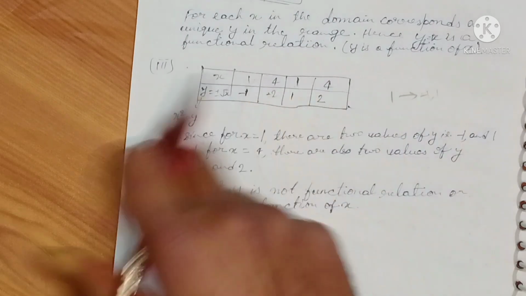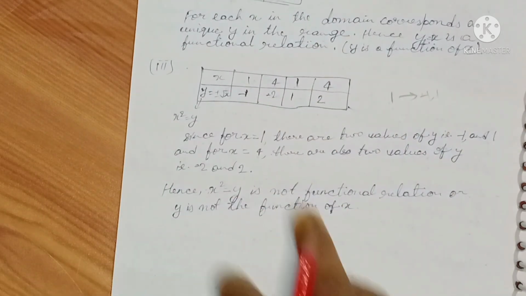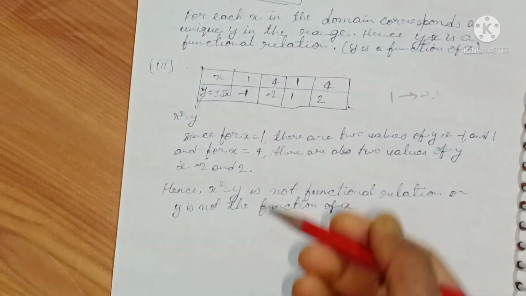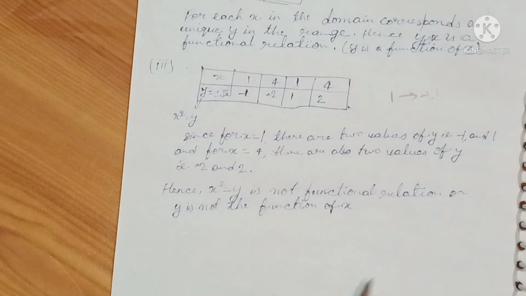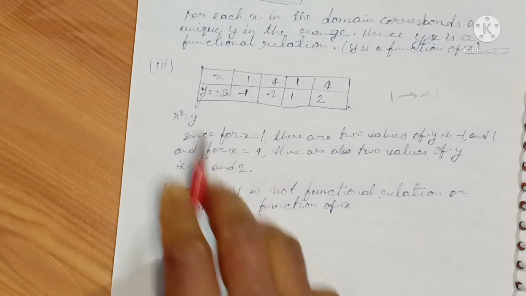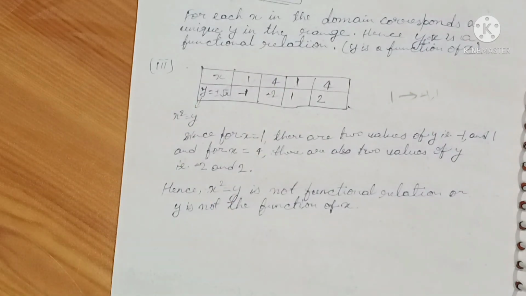So it means this is not a functional relation. Why? Because we are getting two values in the range, and we have to get only one. If we are getting more than one, then this condition is not a function, this is only a relation. So we can say that x square equals y is a relation but not a function. Clear? So I hope it is clear.